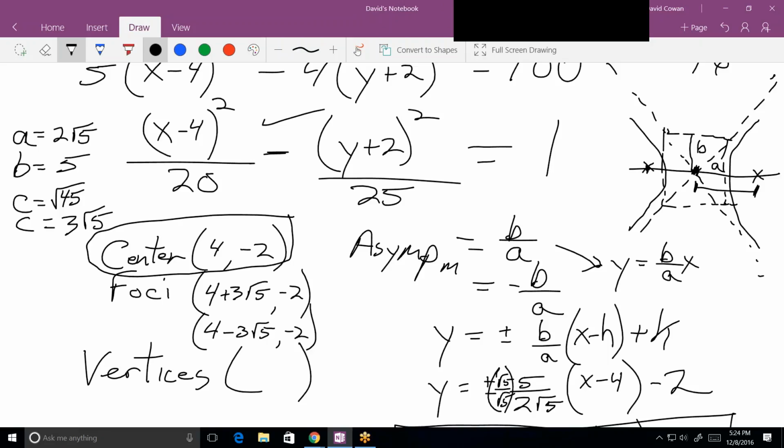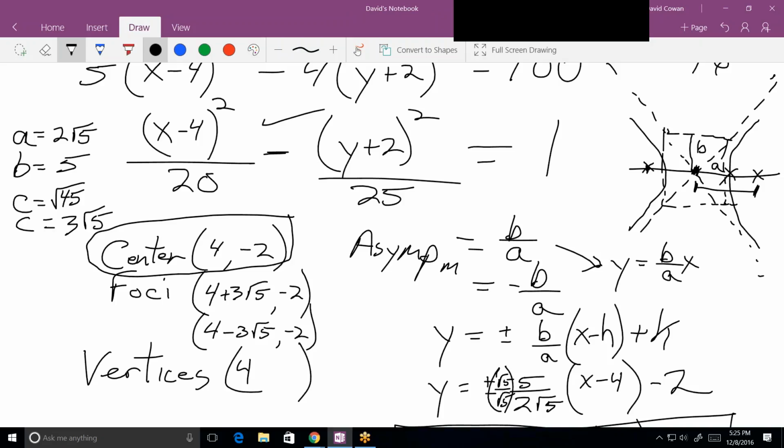So you would add a to the x term. Start with the center. Wait, wouldn't you add it to the x coordinate of the center? Wouldn't it be 4 plus a? We're going horizontally. For this vertex right here, the y coordinate is going to be the same as the center, but the x coordinate is going to be the center plus a.